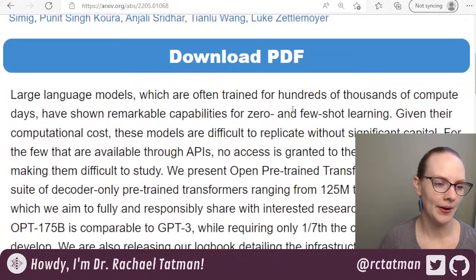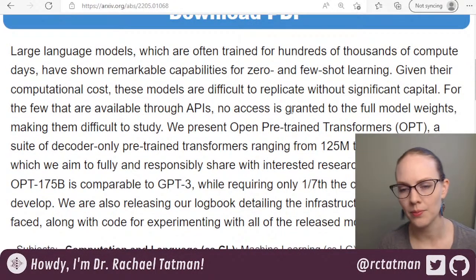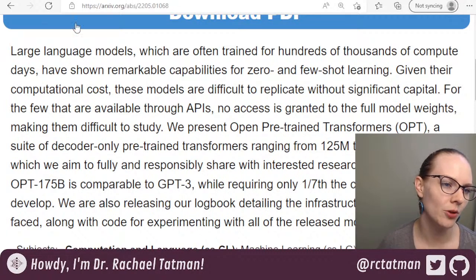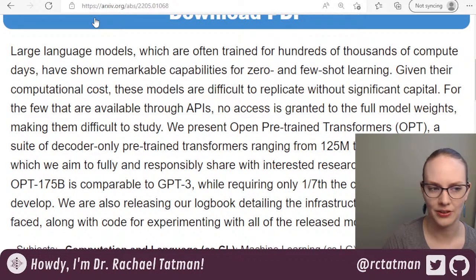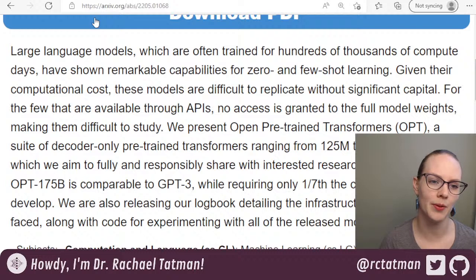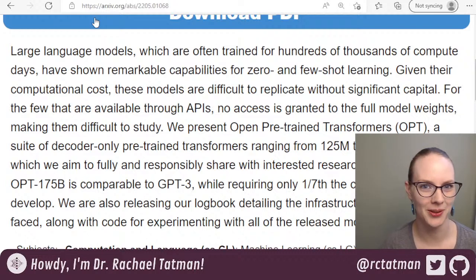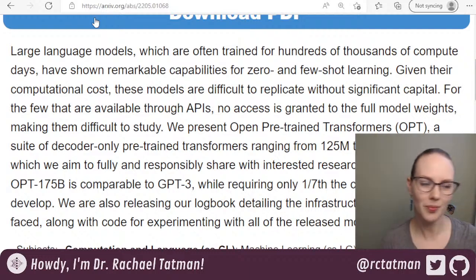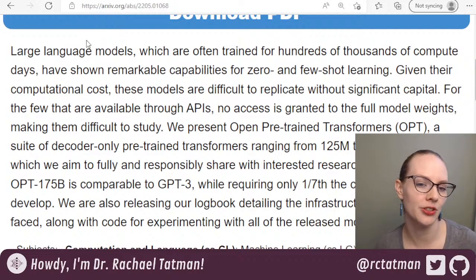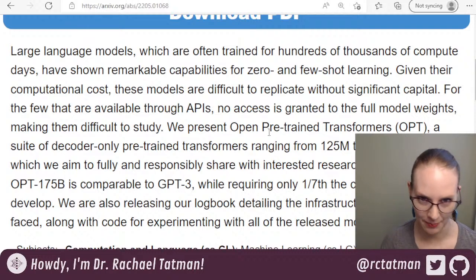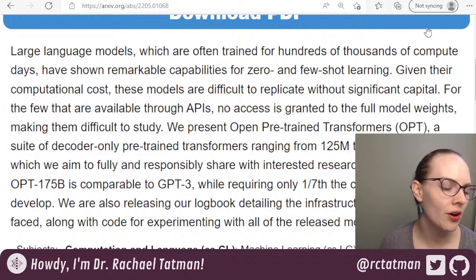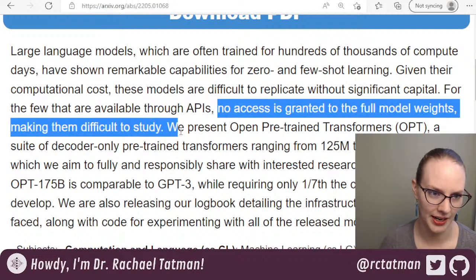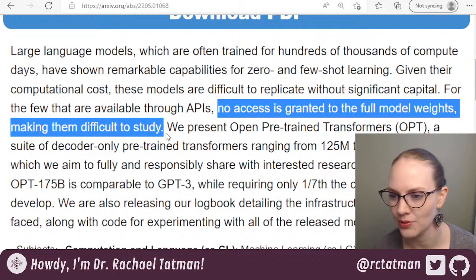And then they talk a little bit about it, and this is just the abstract. You can read the whole paper if you want, but we're going to talk a little bit more about it. Large language models, which are often trained for hundreds of thousands of compute days, have shown remarkable capabilities for zero-shot and few-shot learning, and remarkably few actually useful, commercially viable things that you can do with them. Given their computational costs, these models are difficult to replicate without significant capital, understatement. For the few that are available through APIs, no access is granted to the full model weights, making them difficult to study. So this is basically GPT-3.